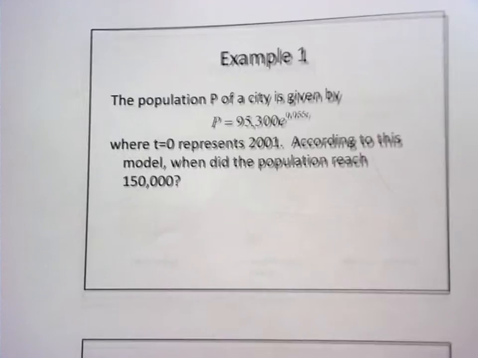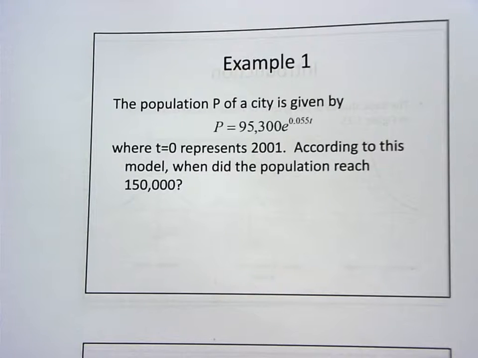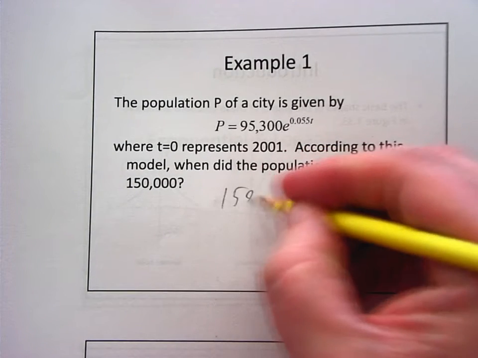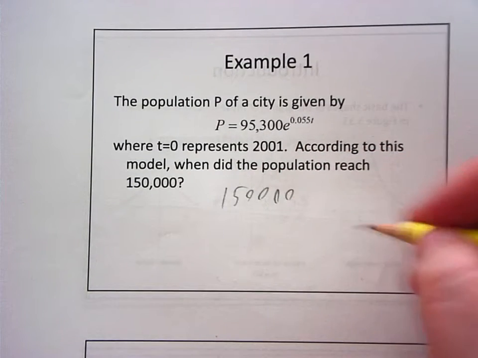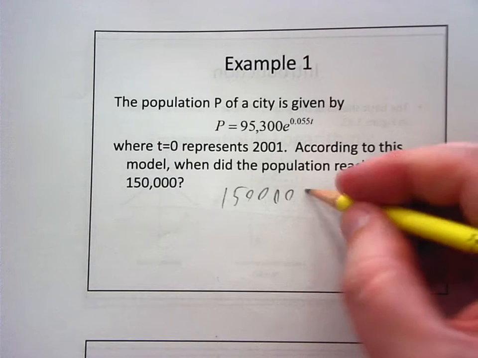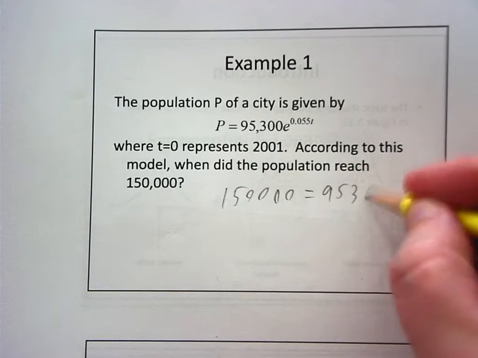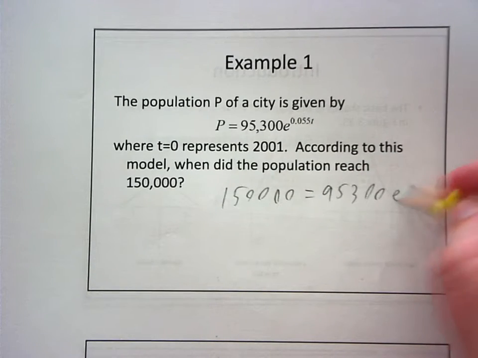Okay? So, if I have this model, how would you set it up? Population of the city is given by that, where t sub 0 equals 2001. According to this model, when did the population reach 150,000? What would you do? Plug in 150,000. Then? Yep, divide by the 95,300.